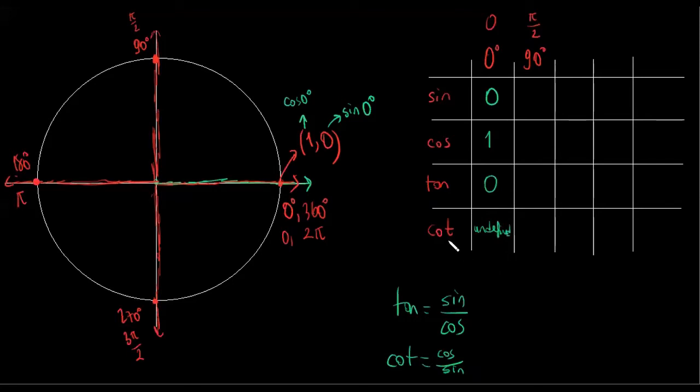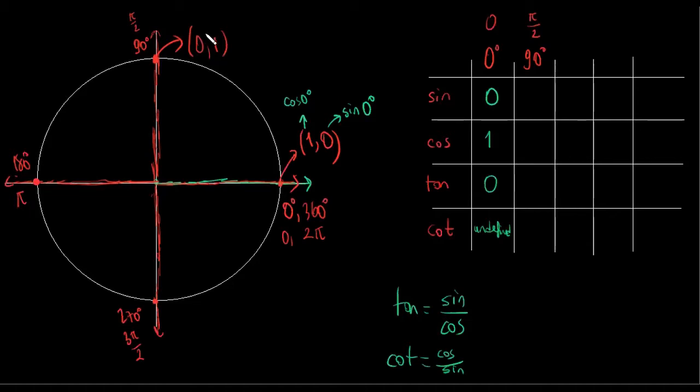Yes, cotangent of 0 degrees will be undefined. Tangent of 0 degrees is 0. Cosine of 0 degrees is 1. Sine of 0 degrees is 0. Let's look at this 90 degrees. So what are the coordinates of this point? The x coordinate is 0. The y coordinate is 1. Okay?